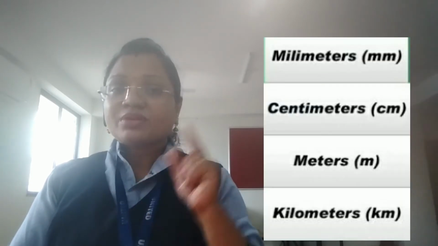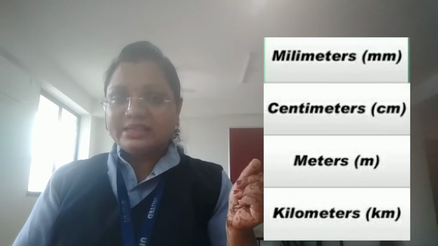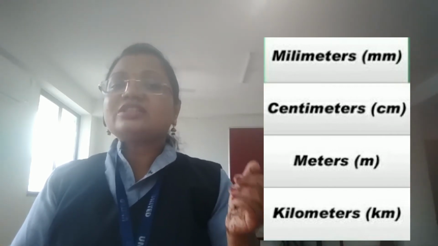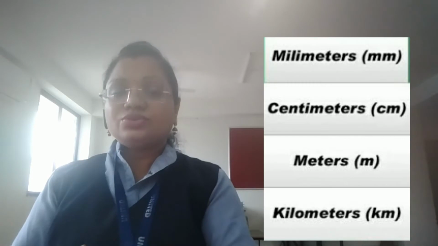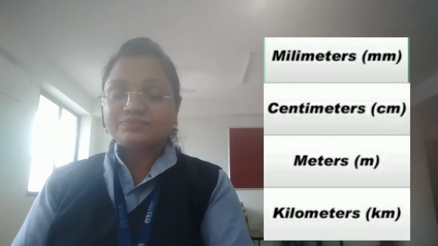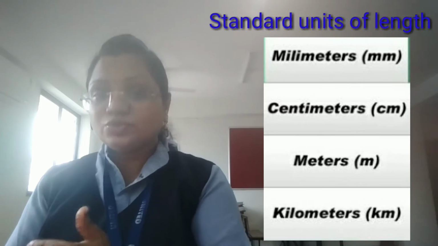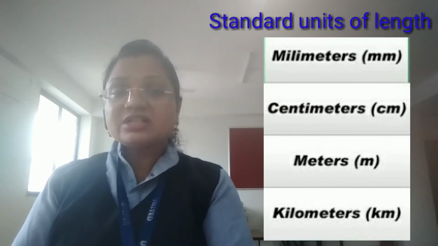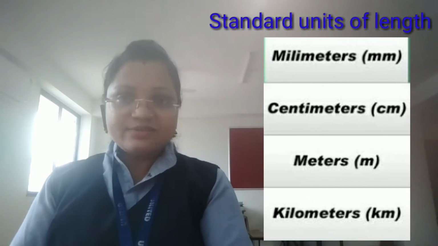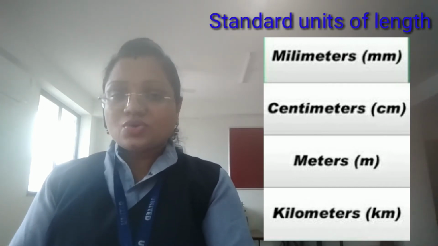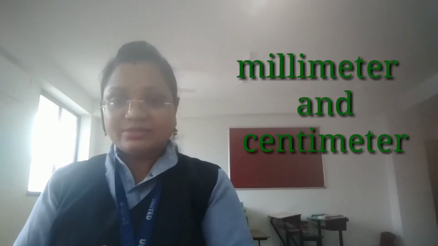So why are these objects used for measuring the length? Because they indicate some units. Okay. So which are the units? See, millimeter, centimeter, meter, and kilometer. So these are some units that we can use for measuring length nowadays, and they are called standard units because they give us accurate measure. What do they give us? Accurate measure. So today we will see about the millimeter and the centimeter.